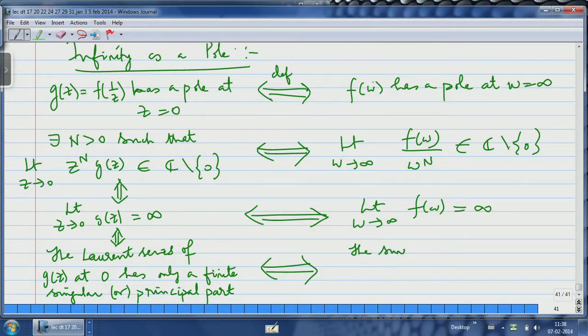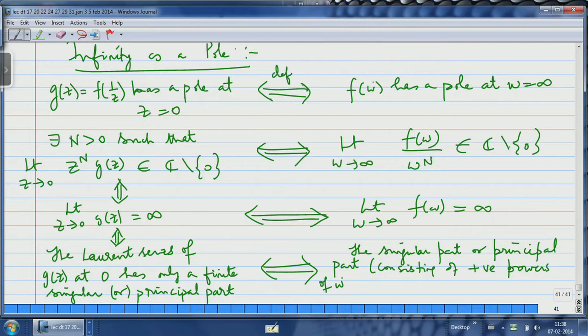The singular part or principal part, consisting of positive powers of W of the Laurent series at infinity, is a polynomial. Of course, the constant term is not included. The constant term is taken to be part of the analytic part.